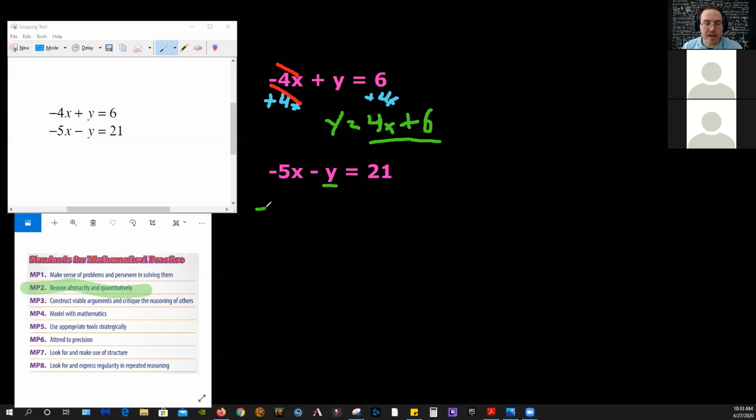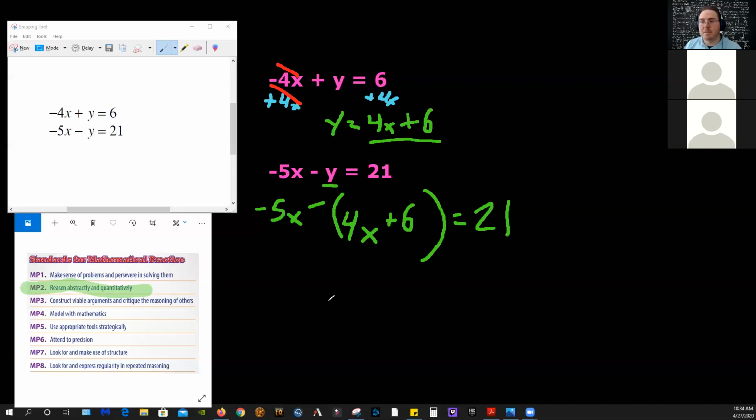So you'd end up with negative 5x minus the y value, which in this case is 4x plus 6. I'm hoping I'm not lagging out anymore. Negative 5x minus 4x plus 6 equals 21. All right, there you go.